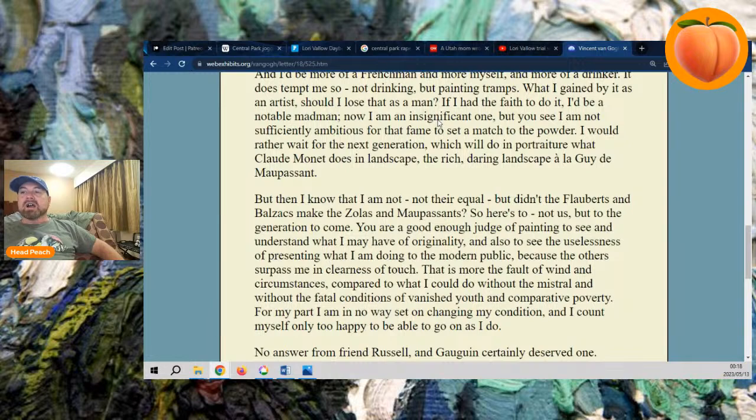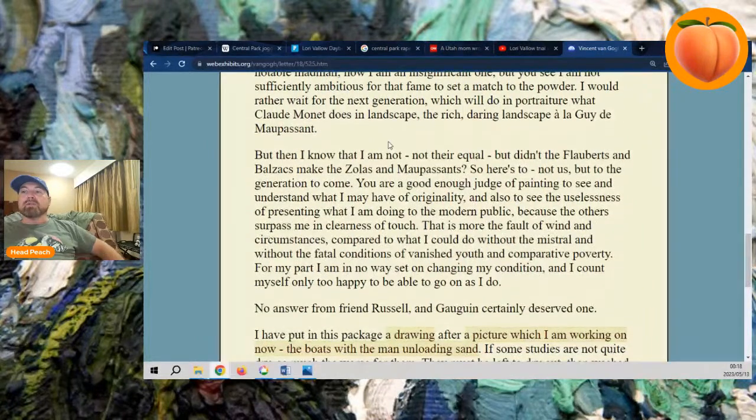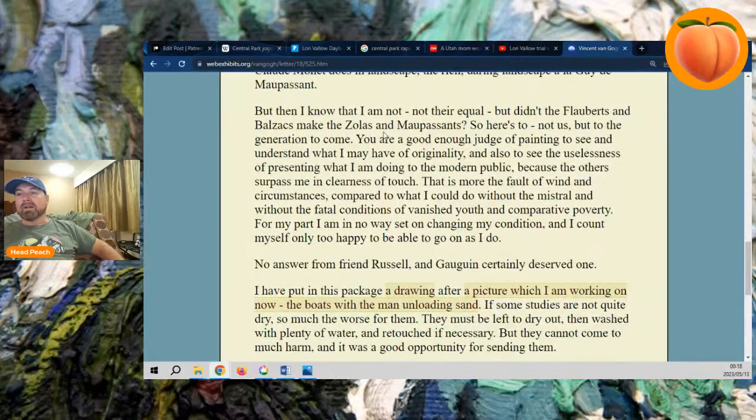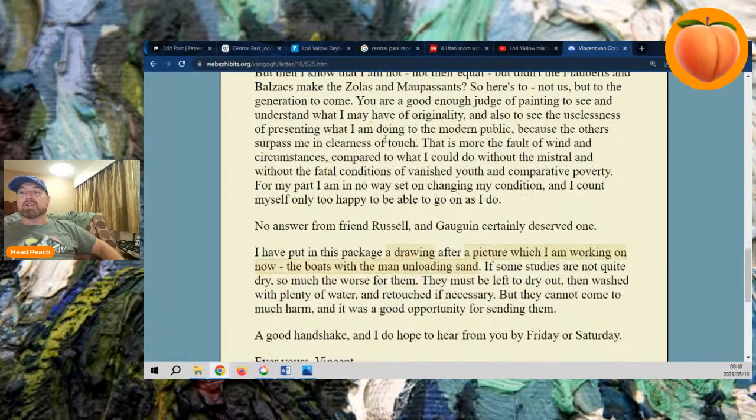But you see, I'm not sufficiently ambitious for that fame to set a match to the powder. I would rather wait for the next generation, which will do in portraiture what Claude Monet does in landscape, the rich, daring landscape a la Guy de Maupassant. But then I know that I'm not their equal. But didn't the Flauberts and Balzacs make these Zolas and Maupassants? So here's to not us, but to the generation to come.